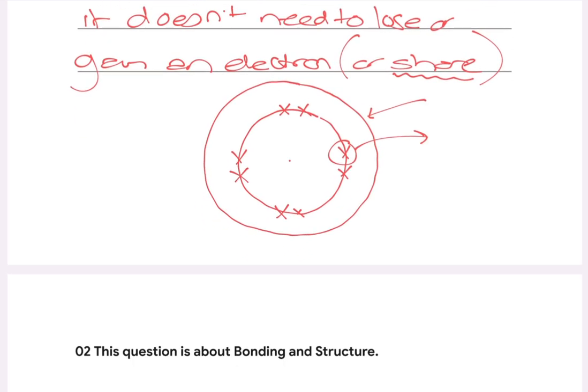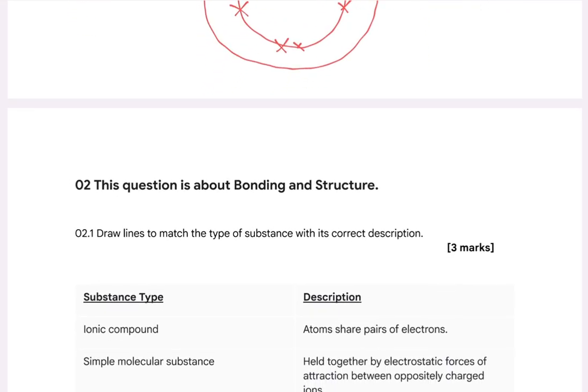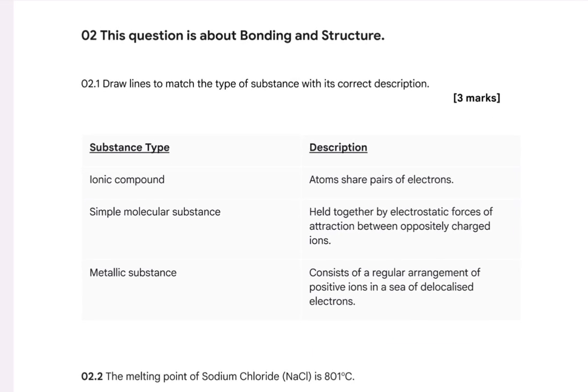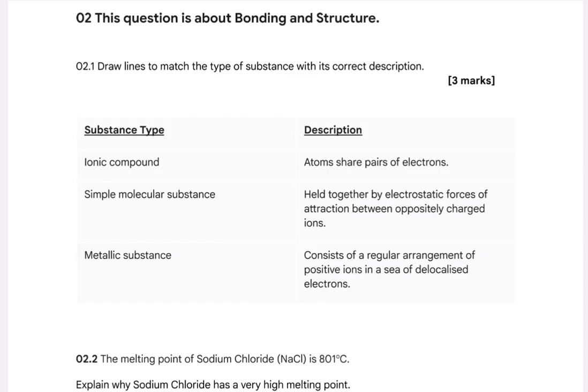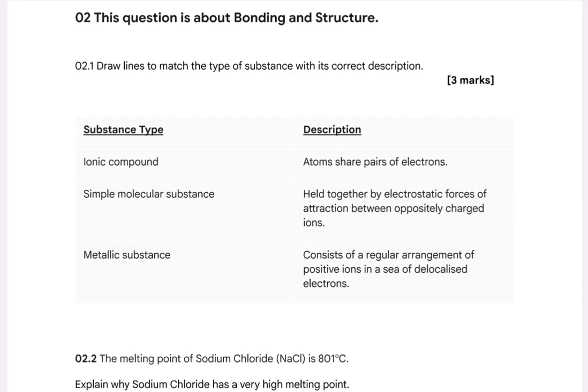And that moves us straight into the next question, which is now, again, quite often you find an atomic structure question then moves into bonding of more compounds and molecule type situations. And so here we're being asked to join the dots between the substance type on the left and the description of what is being described there.